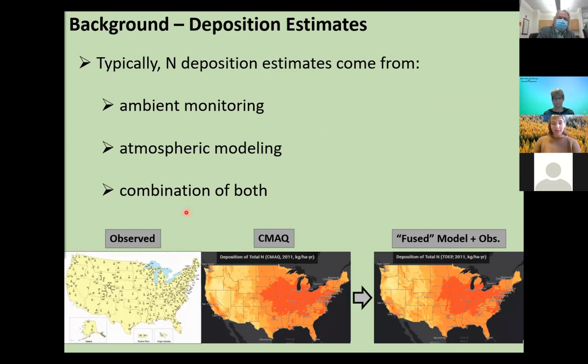In this figure, the map on the left shows National Trends Network monitoring sites where wet deposition is observed. And then the next map shows deposition of total nitrogen estimated by CMAQ, which is one of the most commonly used atmospheric models. And then the map all the way on the right shows deposition of total nitrogen estimated by TDEP, which is a fusion of the modeled and observed data.